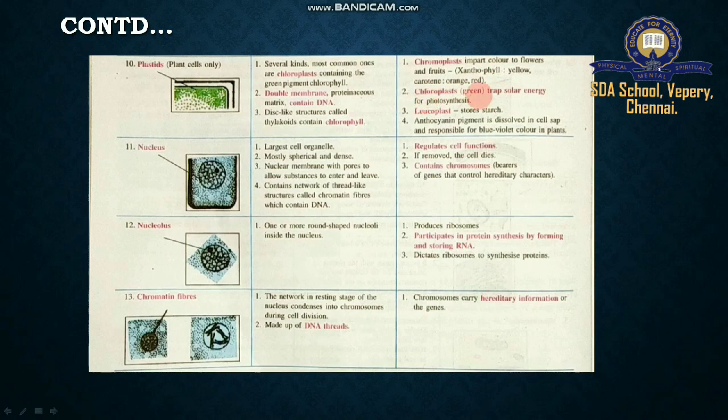Then chloroplast is green and traps solar energy for photosynthesis. We know the synthesis of food happens through photosynthesis. Leucoplasts store starch, because they are present in the stems and roots of plants. Inside the tissue, colorless plastids are called leucoplasts. Anthocyanin pigment is dissolved in cell sap and is responsible for the blue-violet color in plants.